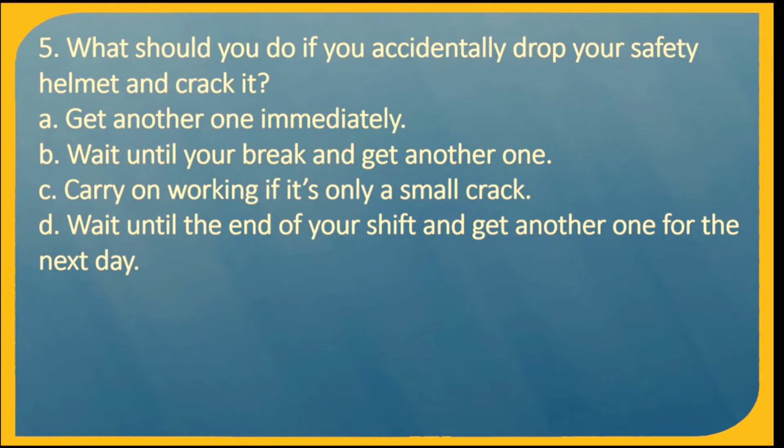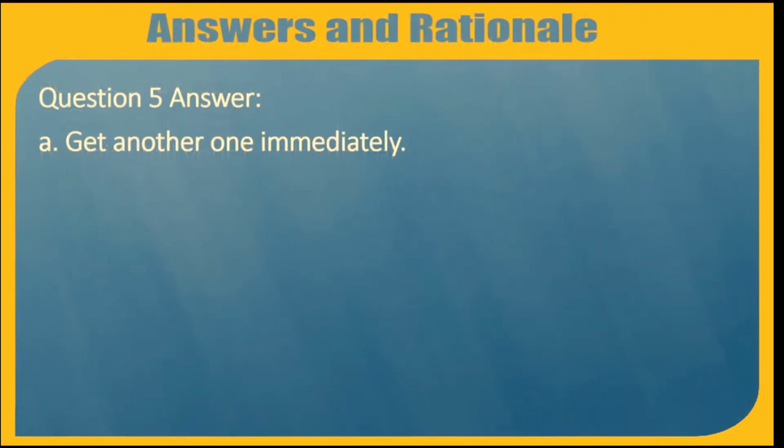Question 5. What should you do if you accidentally drop your safety helmet and crack it? A. Get another one immediately. B. Wait until your break and get another one. C. Carry on working if it's only a small crack. D. Wait until the end of your shift and get another one for the next day. Question 5 Answer: A. Get another one immediately.